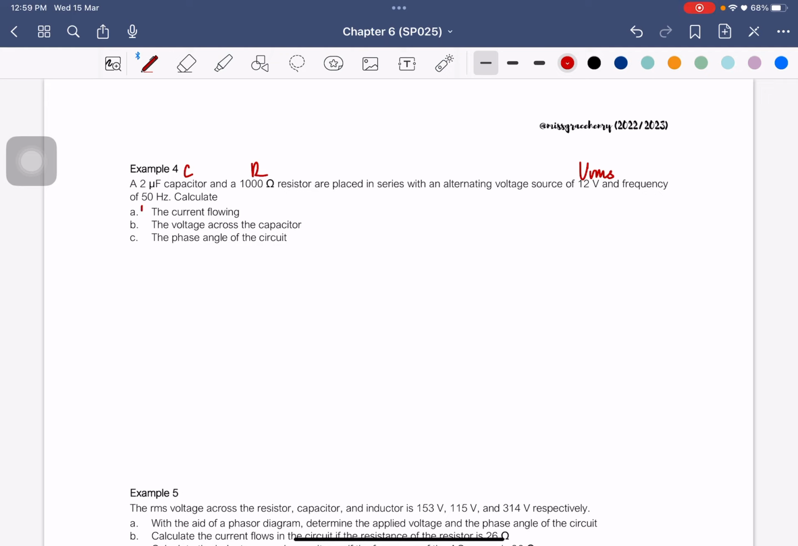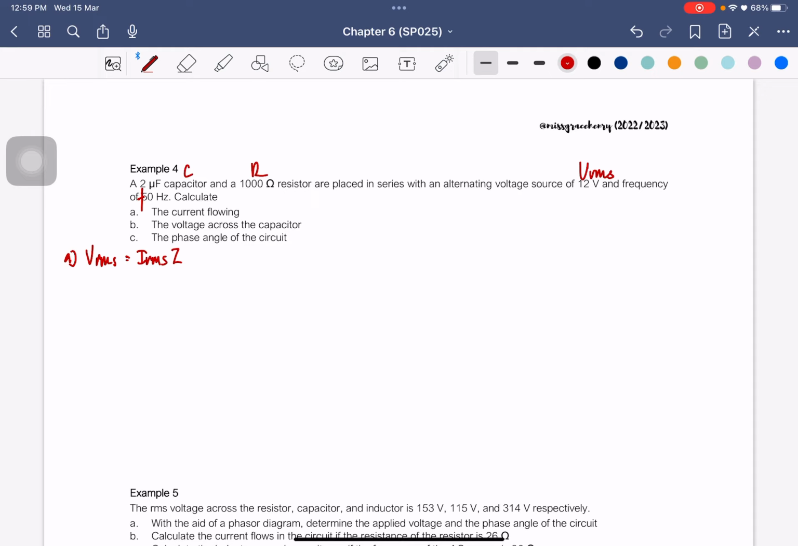Okay, so frequency there is 50 Hertz. Calculate the current flowing. So how do we do that? We are going to use VRMS equal to IRMS Z. Okay, so sekarang ni kita mesti tengok Z. Kita akan guna Z sebab sekarang ni dia bukan pure resistor, pure capacitor ataupun pure inductor. So Z is bila dia ada combination.